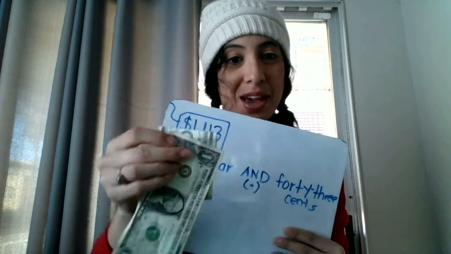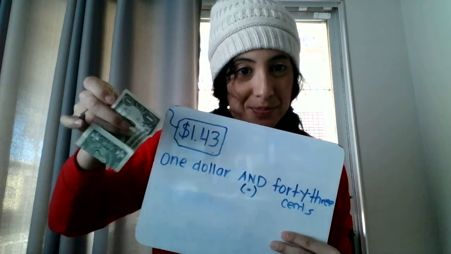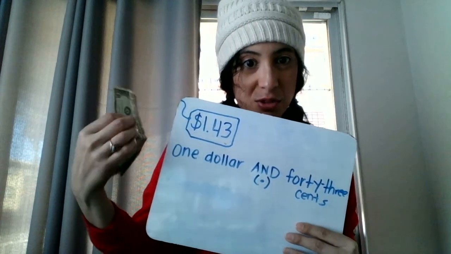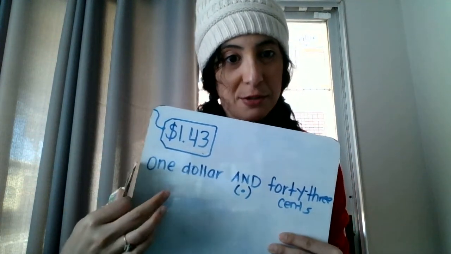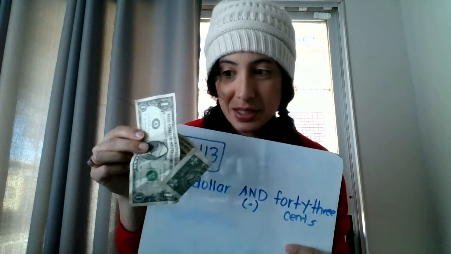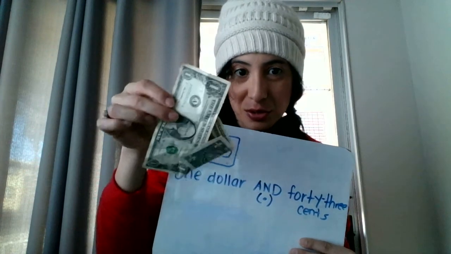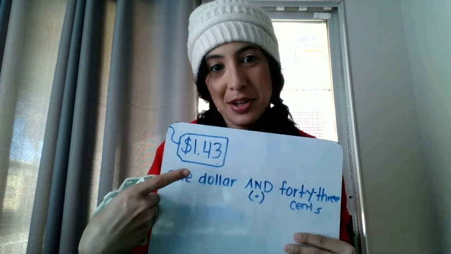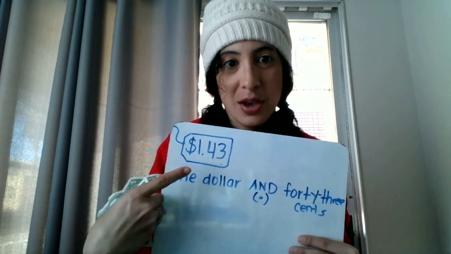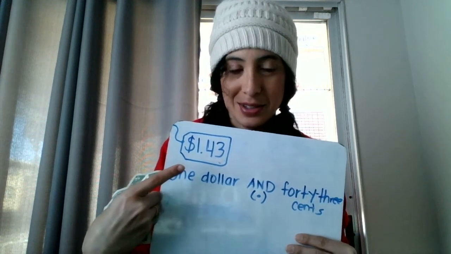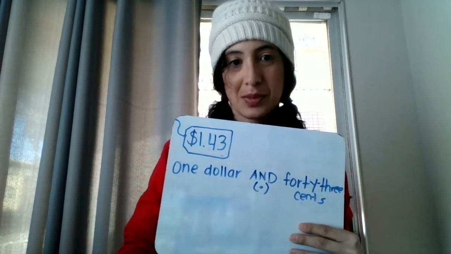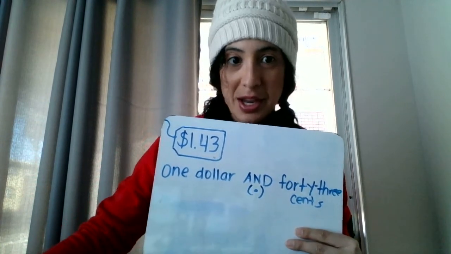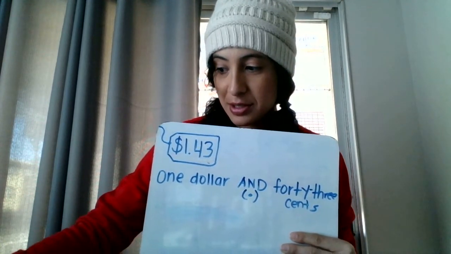Now, let's say I only have $2. Okay? I have enough. $2 is more than $1.43. But let's say I don't want to use $2. Let's say I want to give them exactly $1.43. What would I need? You're right, I would need some coins.